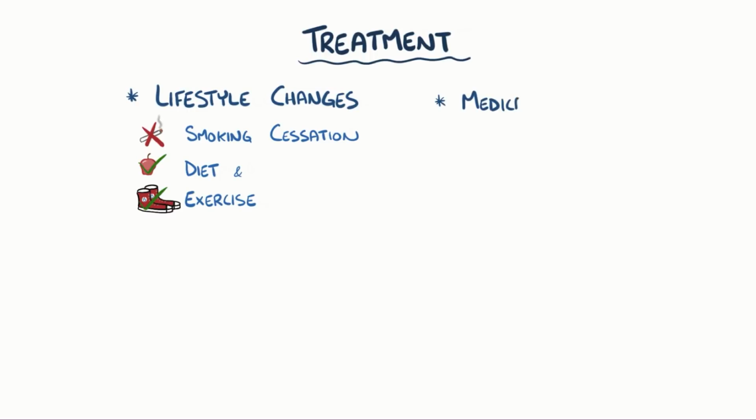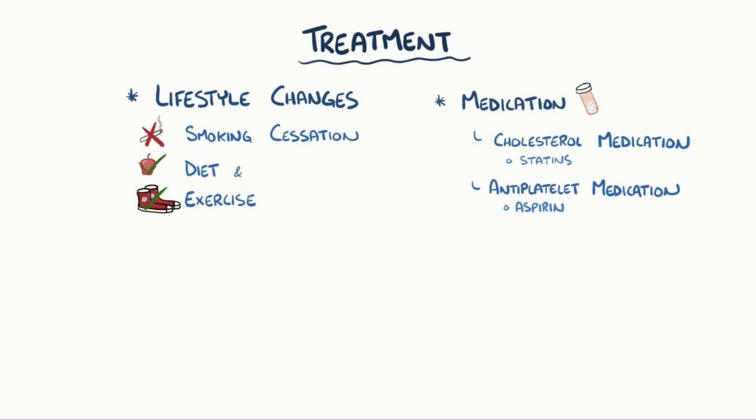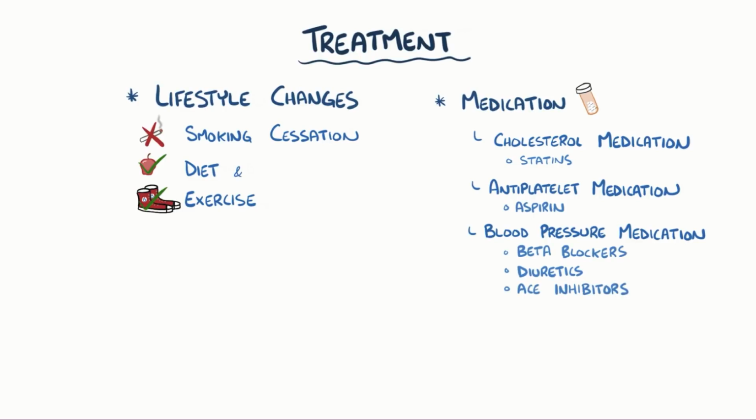In some cases, medication might be required. Cholesterol medications like statins can be used to improve lipid profiles. Antiplatelet medications like aspirin can be used to reduce blood clotting, and blood pressure medications like beta blockers, diuretics, and angiotensin-converting enzyme inhibitors, or ACE inhibitors, can help lower blood pressure.